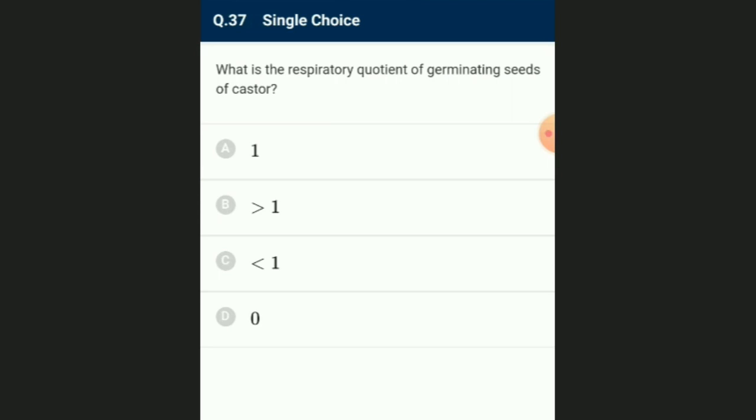Question number 37. What is the respiratory quotient of germinating seeds of castor? Respiratory quotient is the ratio of the volume of carbon dioxide released to the volume of oxygen taken in during respiration, and it is mathematically expressed as the volume of carbon dioxide evolved divided by the volume of oxygen consumed. In germinating seeds like castor, mustard seeds, etc., fats or oils are used as the respiratory substrate. Respiratory quotient is 0.7. So the answer for this question is less than 1.